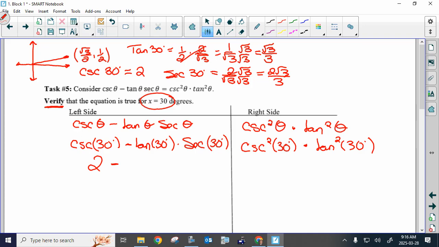Are there any more trig ratios that I need for this? No. Okay. So I've got everything that I need. I'm just going to use a different color here. So my cosecant 30 is 2 minus tan of 30 is root 3 over 3 times secant 30, which is 2 root 3 all over 3.